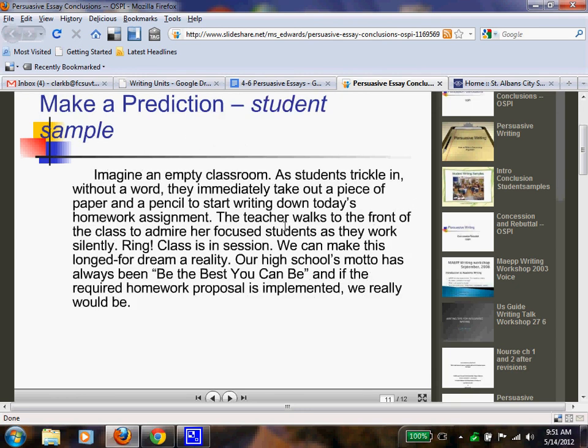Here's an example. Imagine an empty classroom. As students trickle in without a word, they immediately take out a piece of paper and pencil to start writing down today's homework assignment. The teacher walks to the front of the class to admire her focused students as they work silently. Ring, the class is in session. We can make this dream a reality. Our school's motto has always been, be the best you can be, and if the required homework proposal is implemented, we really would be. Okay, so there is an example of a prediction of what could happen if something occurs.